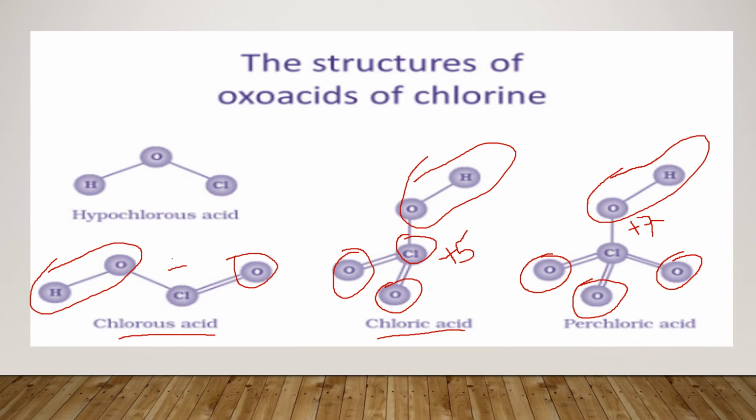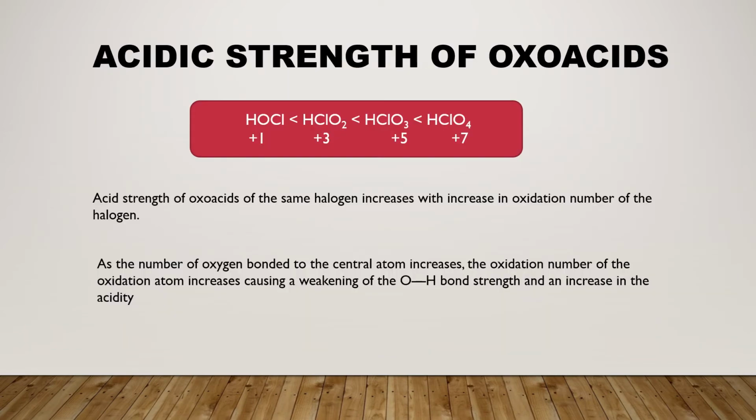And in chlorous acid, it is +3, and in hypochlorous acid, we have +1. These are the oxoacids of chlorine. Now, most important and which is generally asked in exams also, is the acidic strength of oxoacids. You should know what is the order of acidic strength of oxoacid.